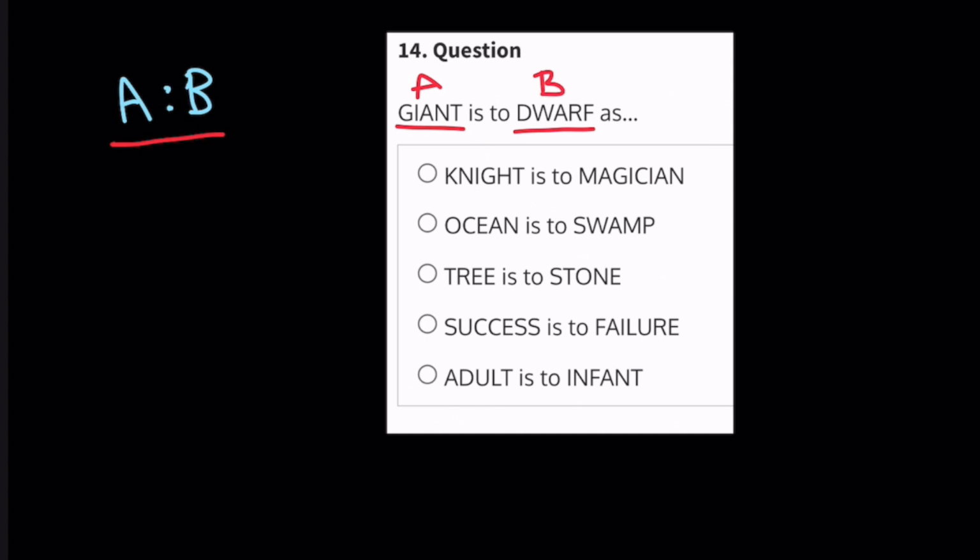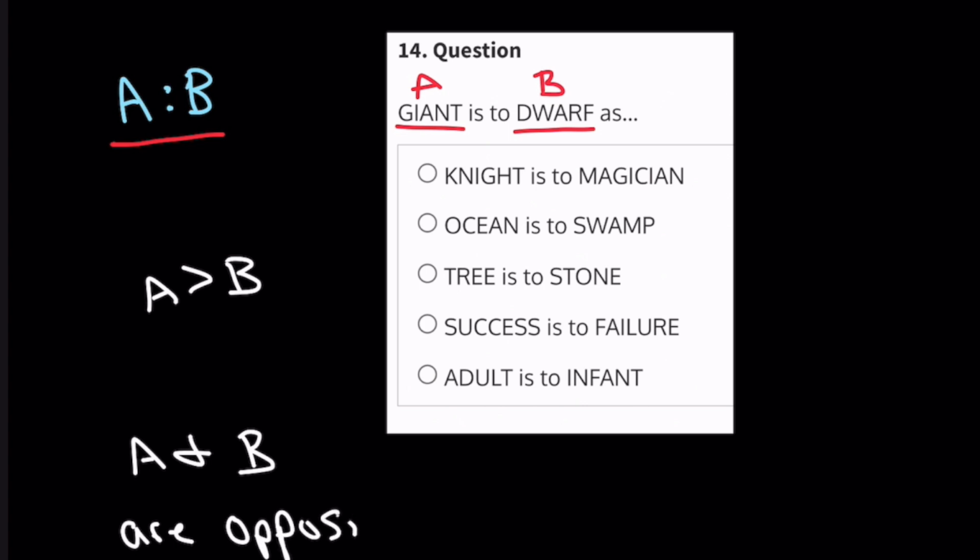Now, our first step always in this type of question is to try to understand what the relationship is between A and B in our question stem, so then we can evaluate our answer choices. So when we think about the relationship between giant and dwarf, they're both types of mythical creatures. One is much bigger than the other, so we can write that A is bigger than B. And they're also opposites, right? They're opposites in size, but they are the same type of thing, that thing being mythical creatures. So we're also going to write A and B are opposites.